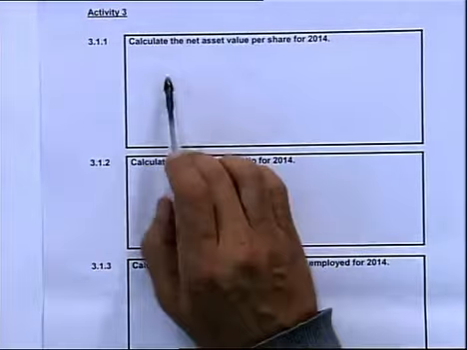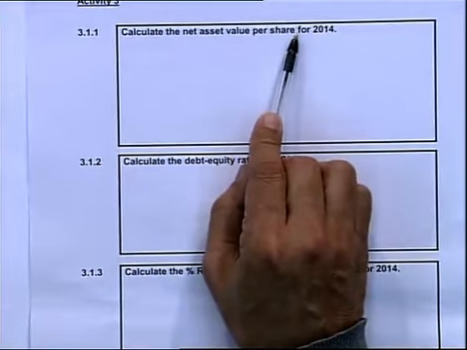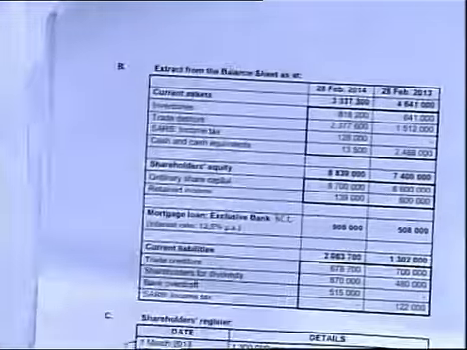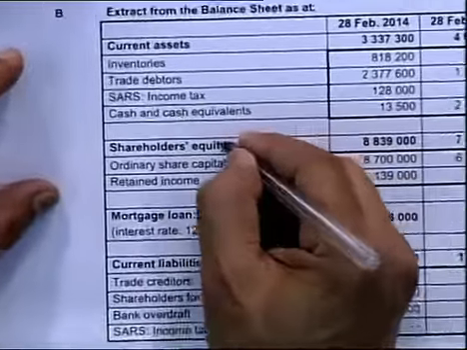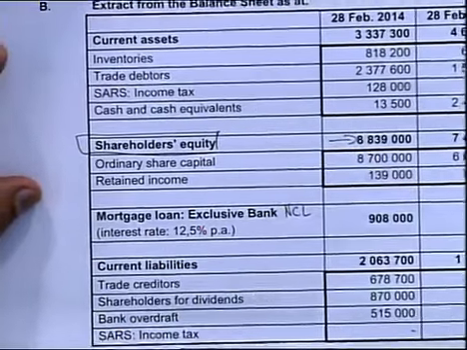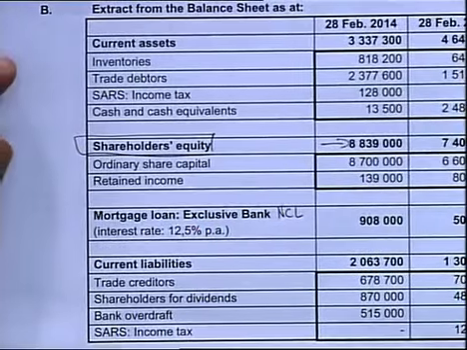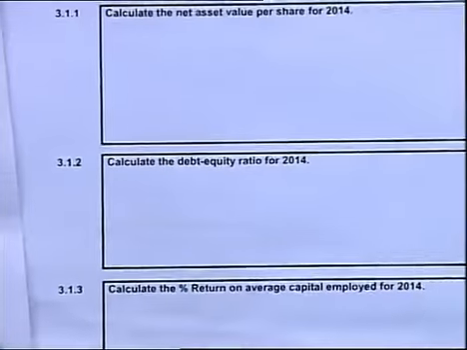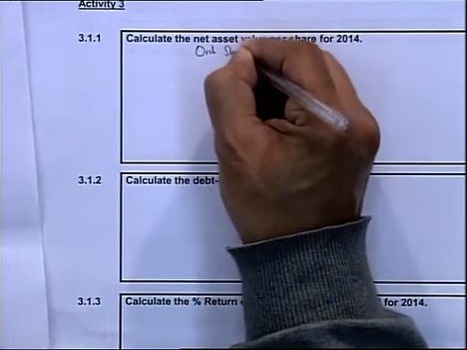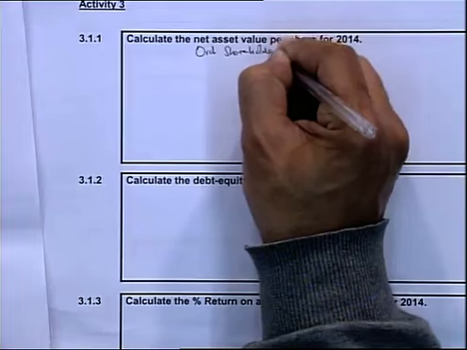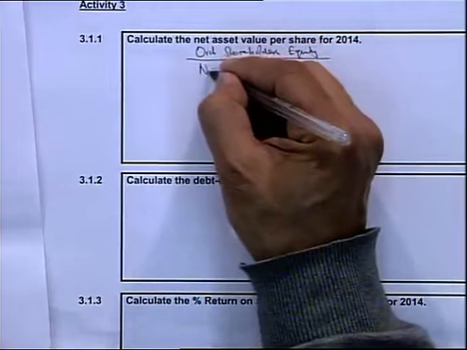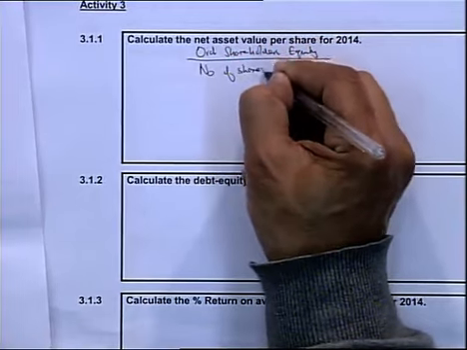Right, it says calculate the net asset value per share. So what do we need? We need the net asset value, and as earlier, remember I said net asset value is owner's equity. So we're going to look at that part. So we're looking at that figure for the owner's equity, which is 8,839,000. Okay. So let's write down the formula first. Right. It's going to be ordinary shareholders' equity over the number of shares in issue.